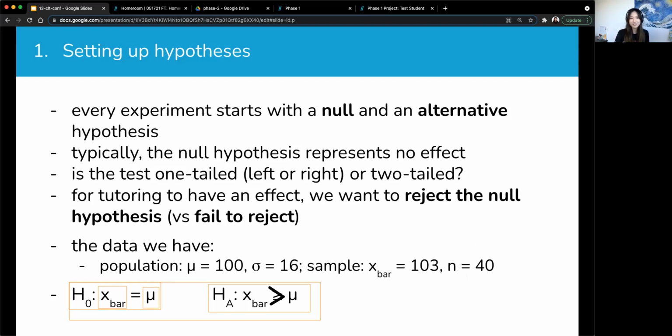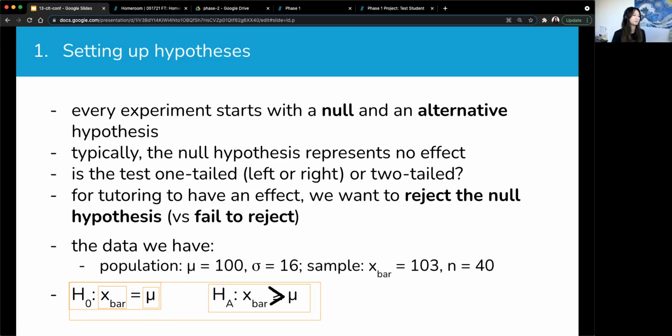Just for terminology's sake, for tutoring to have an effect, we want to reject the null hypothesis. So we want to reject this hypothesis that the X bar of 103 is equal to the population mean of 100. If we are able to reject that they are the same, that means that they are different. Just in terms of stats terminology, you reject the null hypothesis. You never really accept any hypothesis. That's just how stats is. So if you're ever explaining anything in stats, you always say reject or fail to reject.